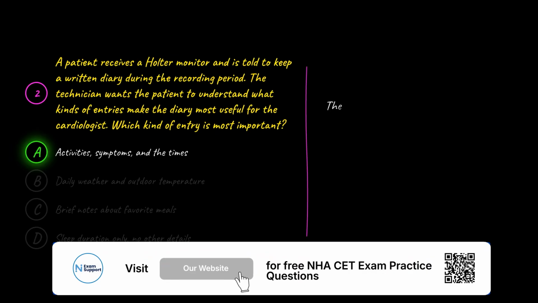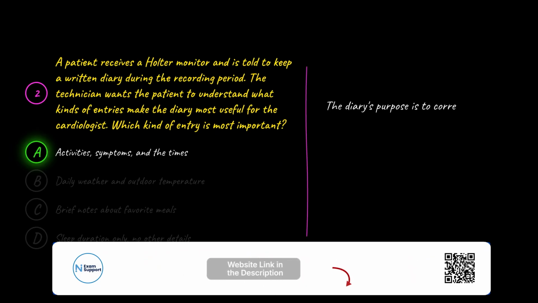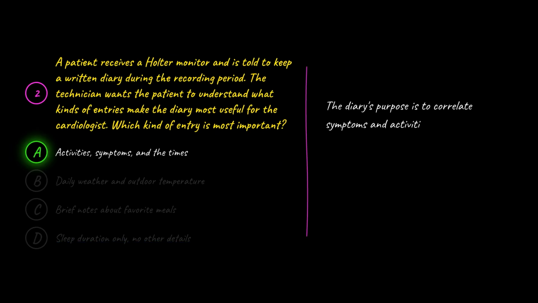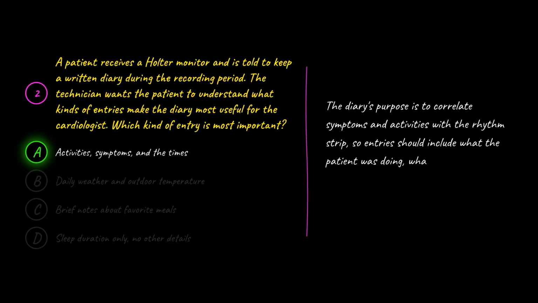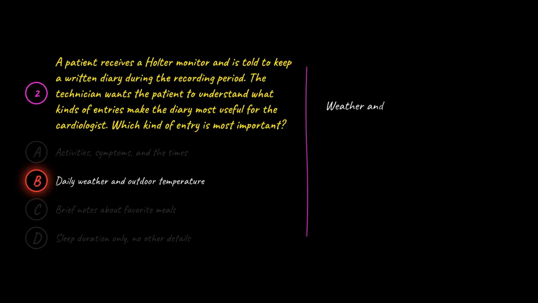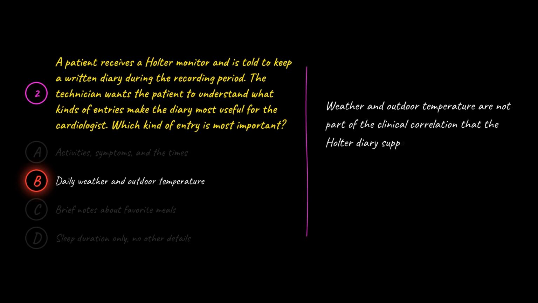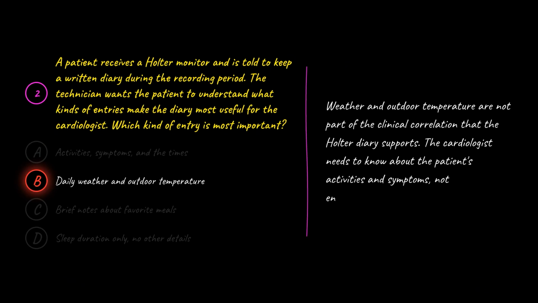A is correct because the diary's purpose is to correlate symptoms and activities with the rhythm strip. So entries should include what the patient was doing, what symptoms occurred, and the exact times they happened. This pairing helps interpret the tracing. B is wrong because weather and outdoor temperature are not part of the clinical correlation that the Holter diary supports. The cardiologist needs to know about the patient's activities and symptoms, not environmental conditions outside the patient's body.